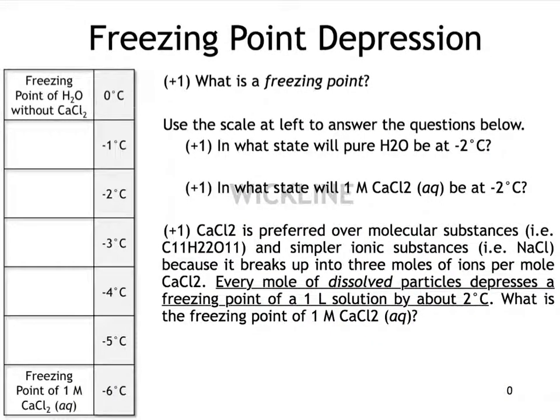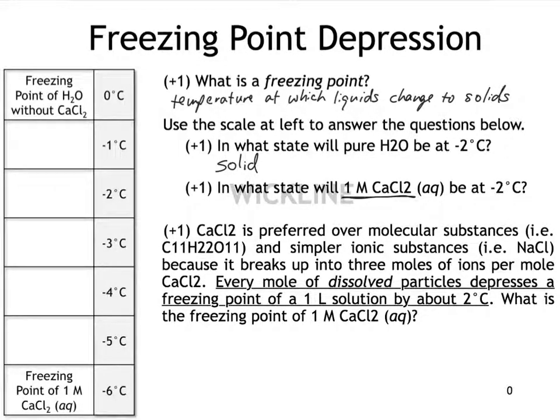All right, let's take a mathematical look at freezing point depression. So a freezing point is the temperature at which a liquid will change to solid. So for water, the temperature at which it would change to a solid is 0 degrees Celsius. So if you were to hold water at -2, it would be a solid. However, if you were to hold not pure water, but a water that had a 1 molar concentration of calcium chloride in it at -2, I wonder what phase that would be.